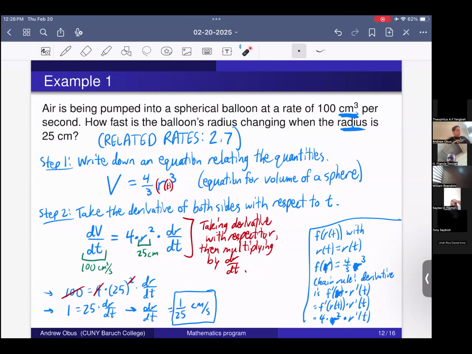Okay. And once you have that, then you can plug in all of the values and solve for the quantity that you actually want, which is this dr dt. And when you solve everything, you end up getting that dr dt is 1/25th of a centimeter per second.